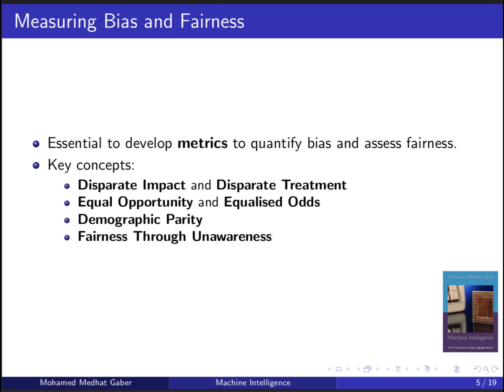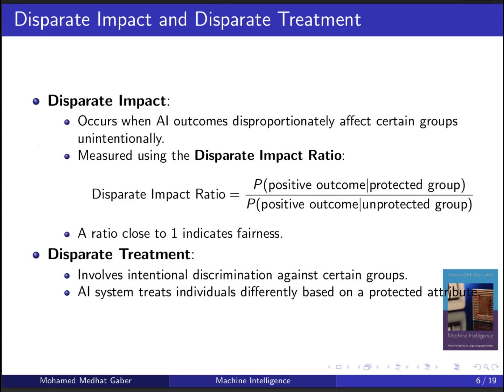Measuring bias is a critical step in the ongoing effort to create AI systems that are fair, equitable, and just. Disparate impact occurs when an AI system's outcomes disproportionately affect certain protected groups, even without intentional discrimination. This unintentional bias can arise from imbalanced training data or systemic issues within the algorithm.